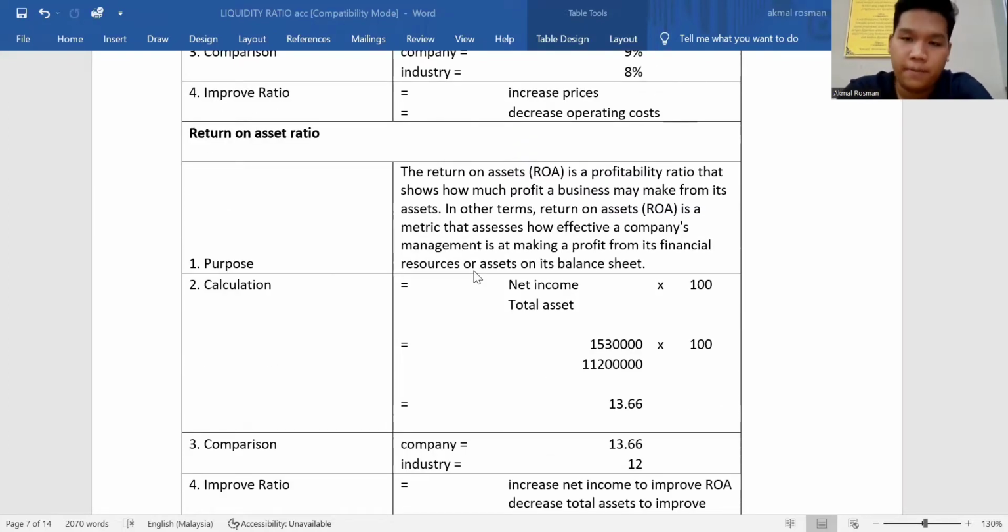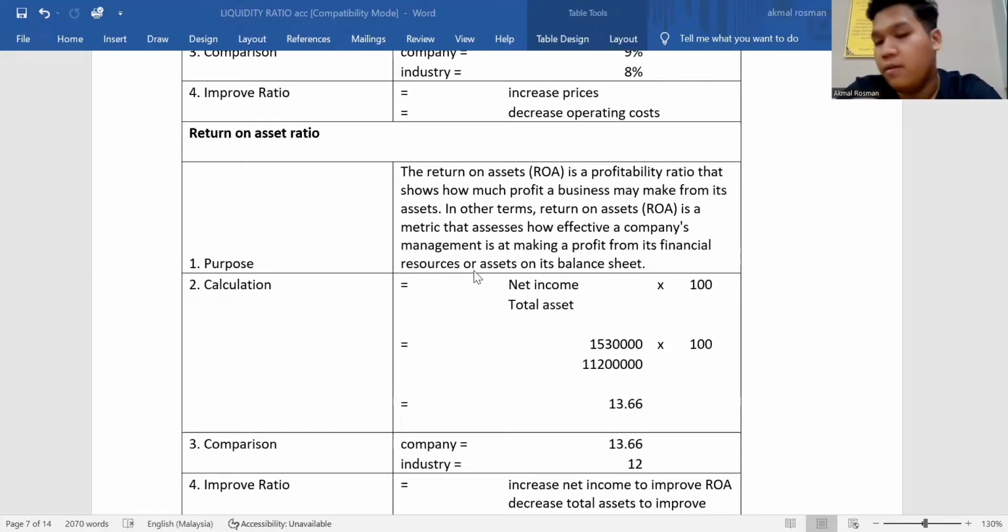Okay, ROA is a profitability ratio that shows how much profit a business may make from its assets. In other terms, ROA is a metric that assesses how effective a company's management is at making a profit from its financial resources or assets on its balance sheet. So the calculation is net income divided by total assets times 100.